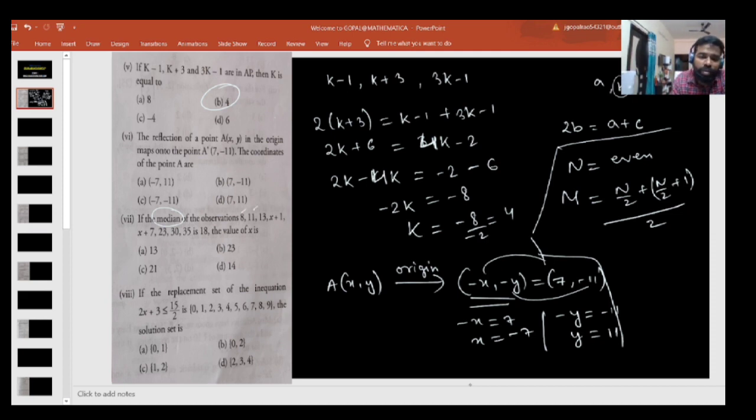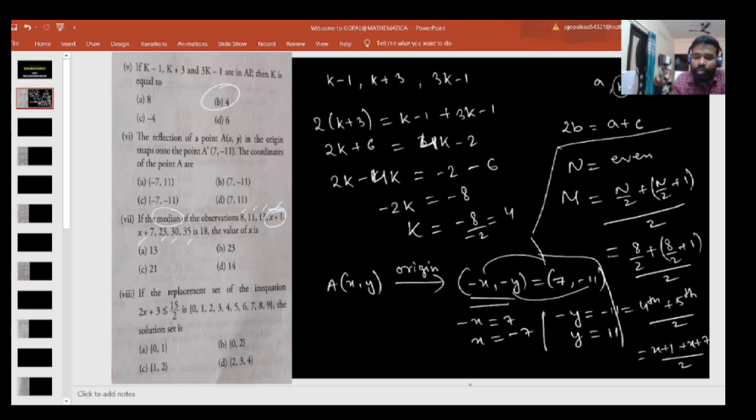So if you count 1, 2, 3, 4, then 5, 6, 7, 8. So we have an even number of terms. So this formula is applicable for this question. So 8 by 2 and then 8 by 2 plus 1, whole divided by 2. So we have the fourth and the fifth term, whole divided by 2. The fourth term is x plus 1, and the fifth term is x plus 7, and this whole divided by 2.